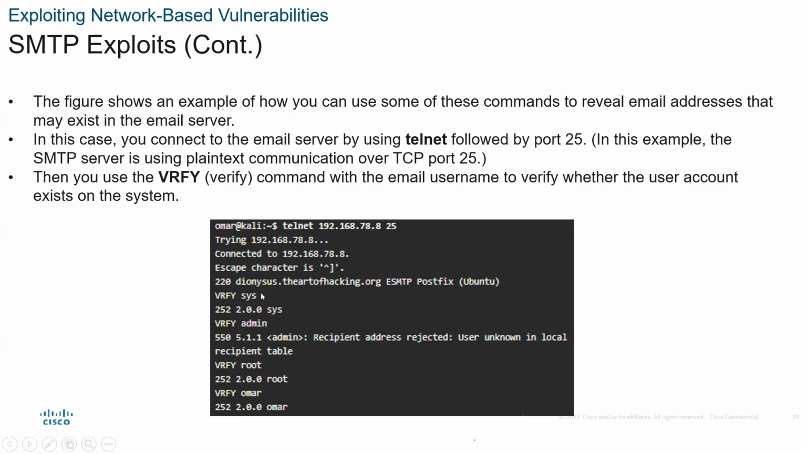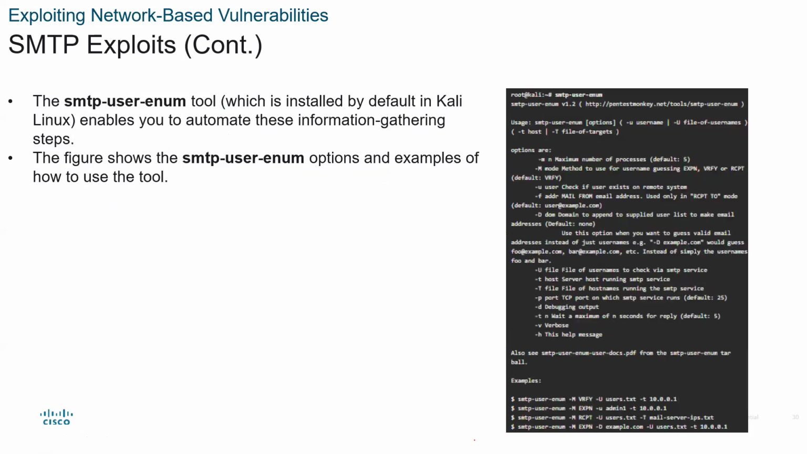And here we're verifying users. We have 252, right? Verify the admin: recipient address rejected, user unknown in local recipient table. Verify the root is present, and this is root. Verify Omar, who is the guy that we're working with in your curriculum. If you observe, Omar exists. So these are users that exist on the system, and I can run this and be able to tell who to exploit.